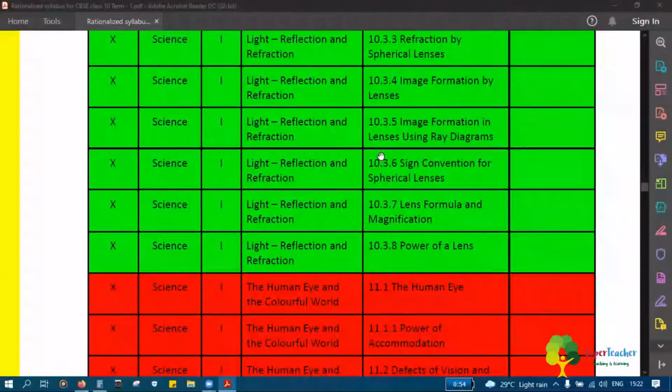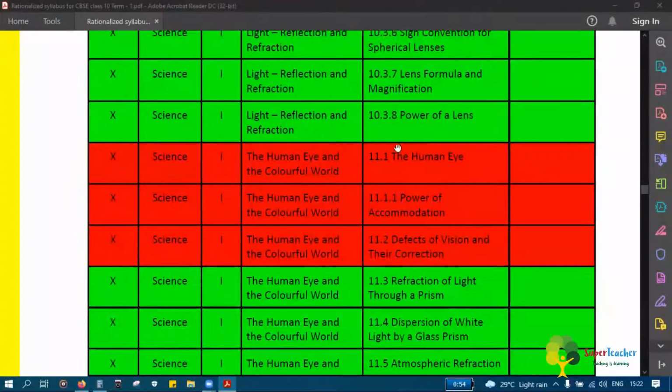The next chapter is the human eye and the colorful world in physics, term 1. The human eye part is removed. So there is no human eye part, and here you can see the power of accommodation, defects of vision, and their correction. So all these three concepts, the human eye, power of accommodation, defects of vision and their correction, are removed.